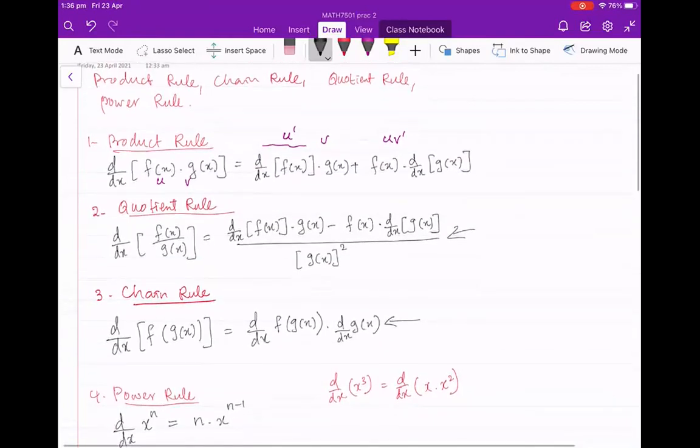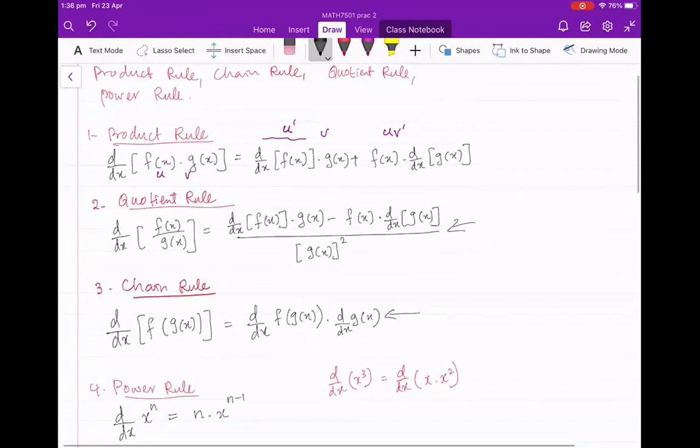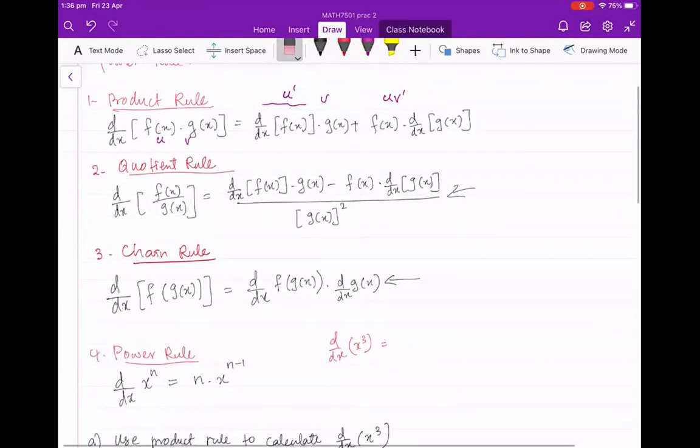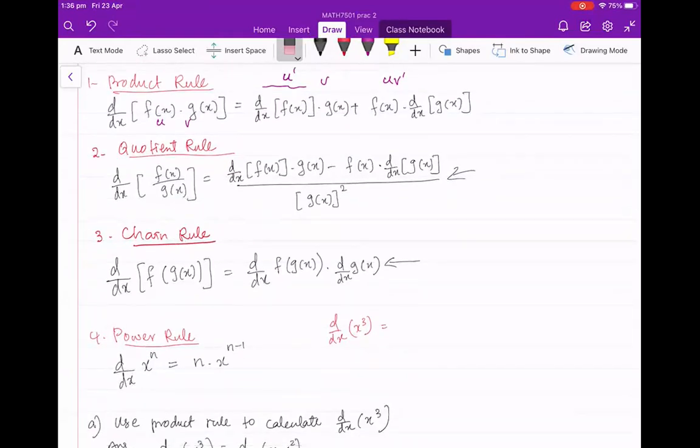Then you have the power rule, which is n times x to the power n minus 1. Question A is use the product rule to calculate the derivative of x cubed. Okay, I'm not sure, Kai.